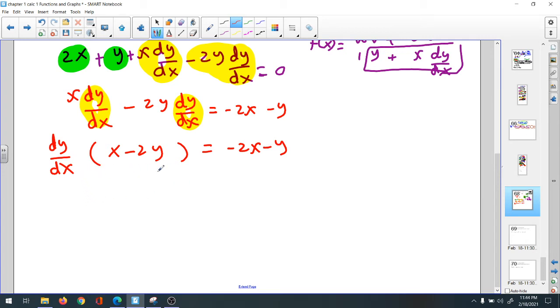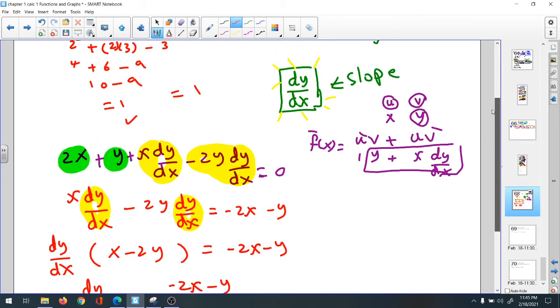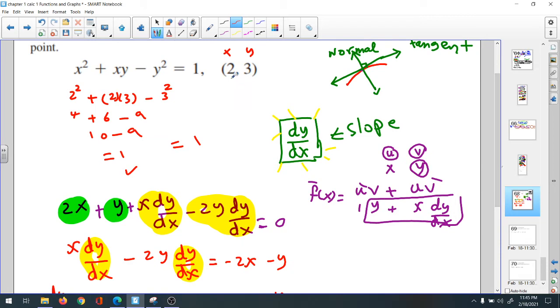Now we're going to divide both sides by x minus 2y because I need to separate dy over dx. So dy over dx equals negative 2x minus y over x minus 2y. Here, we divide it by that. That's the derivative.